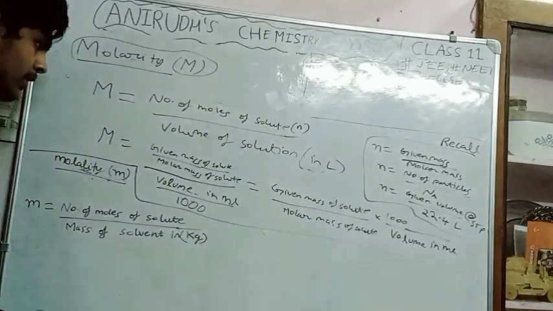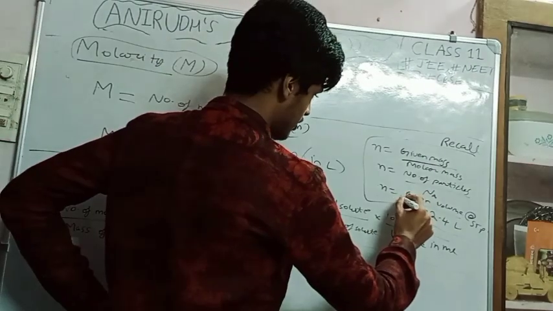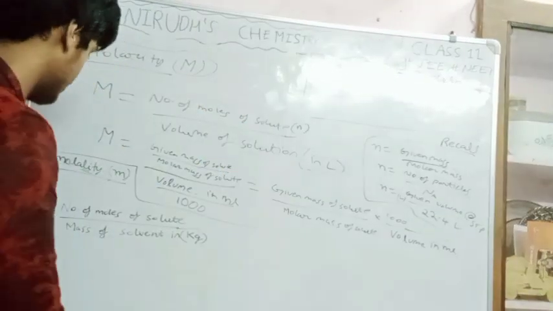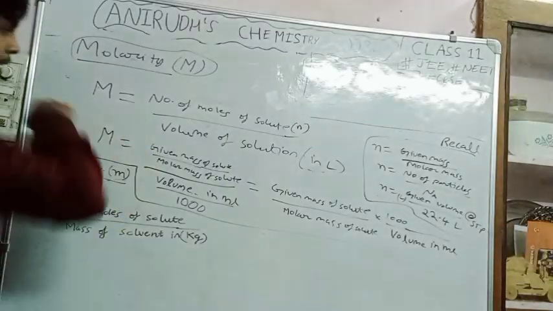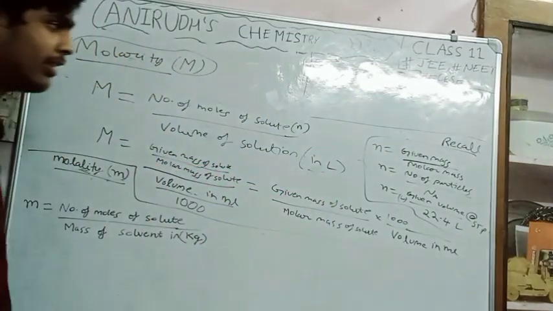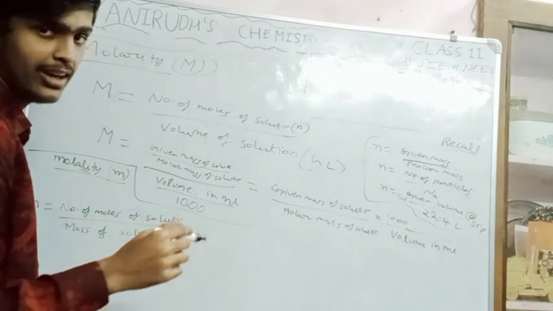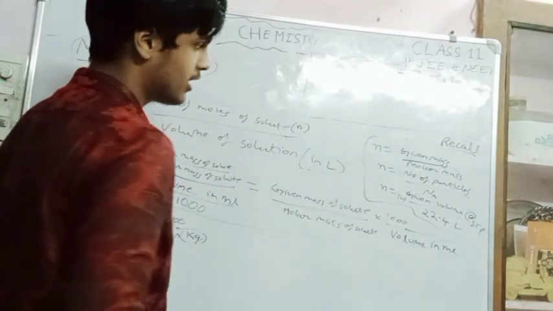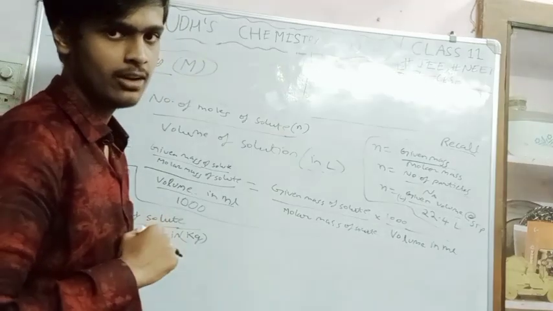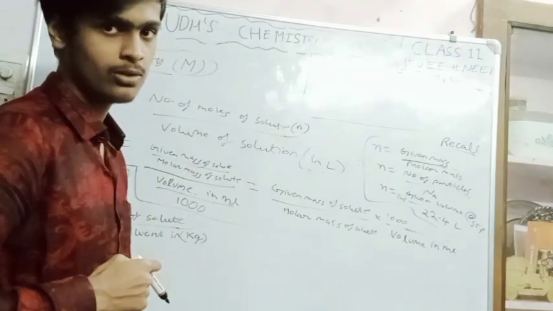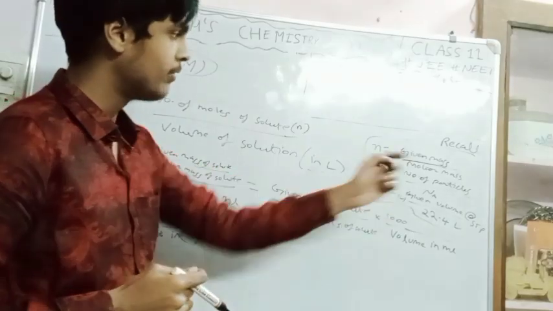Now, this given volume should also be in liters. This denominator should also be in liters. That's the thing. Now, number of moles can be written in these type of formats, anything you can write according to the situation. Suppose the number of particles are given, and you need to find the number of moles of solute. Mostly he will ask like that.